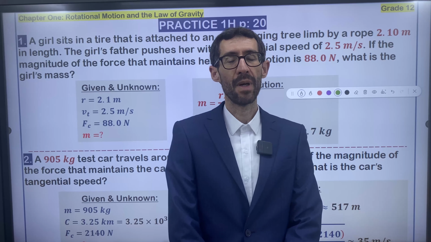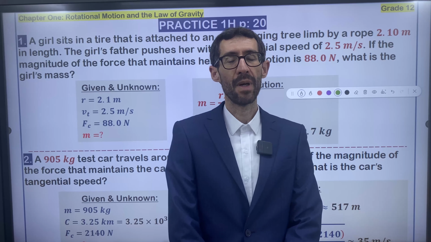Maybe you say, teacher, where does this rule come from? It comes from the main rule of the centripetal force. Fc is equal to m Vt squared over r. Just rearrange the equation for m to get this form.